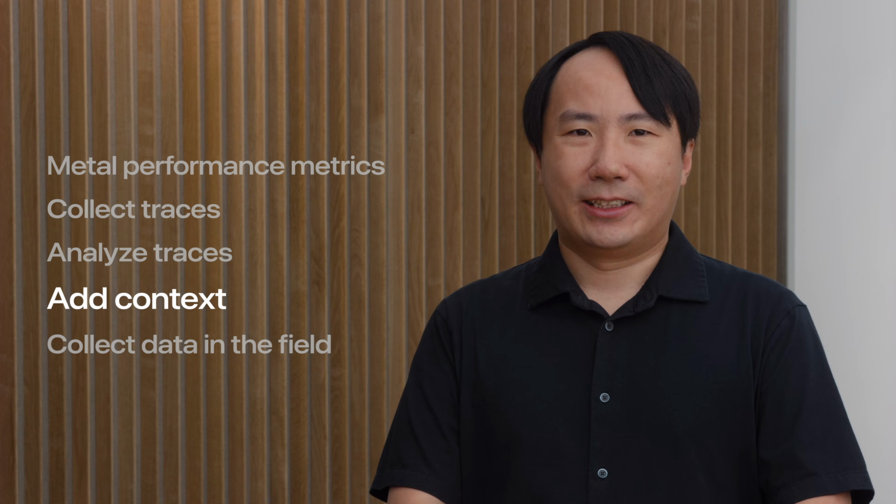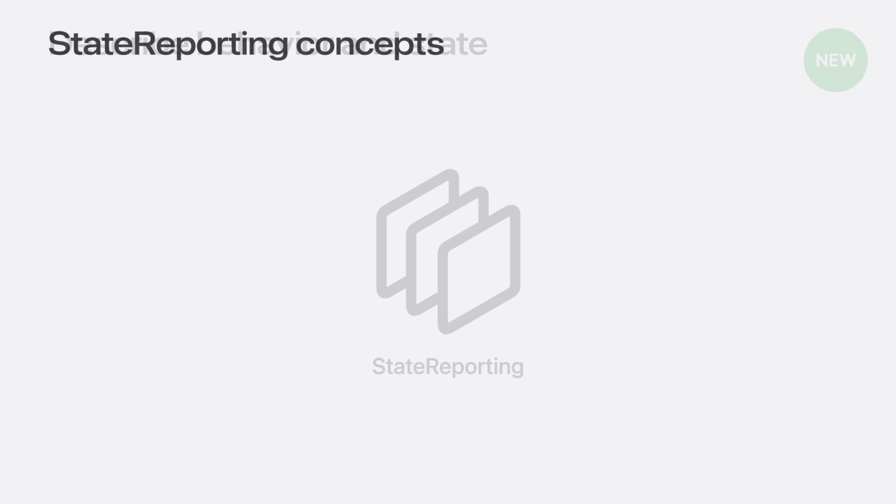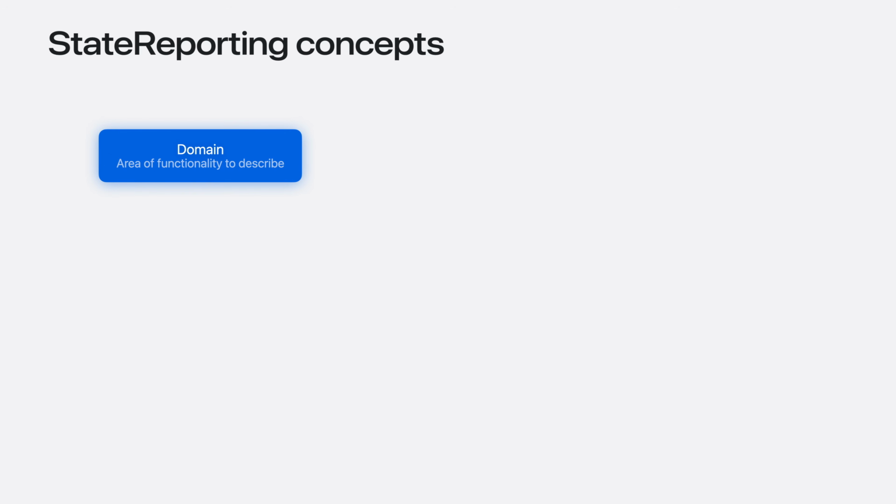and analyze traces. To investigate individual problems, you need granular data that tells you what the game was doing at each moment. So next, I will introduce a new API that helps you to add context to the traces. State reporting is a new API that lets you describe your game's behavior and state over time, and it is based on 4 core concepts. It all starts with a domain.